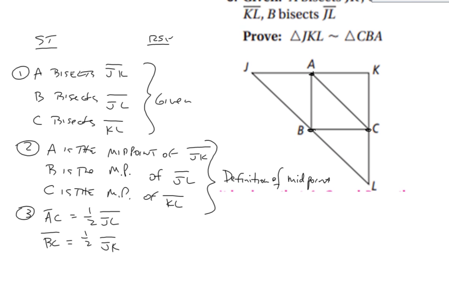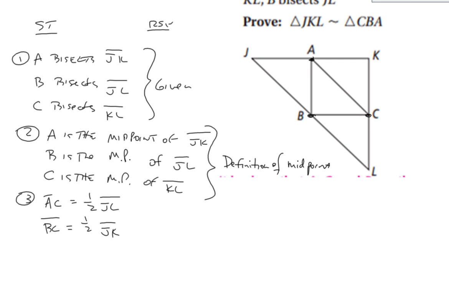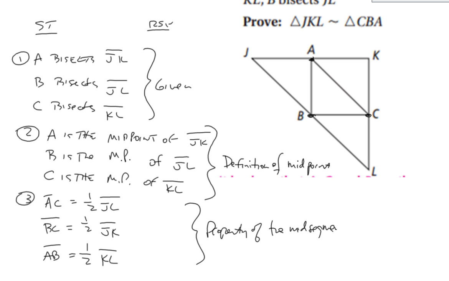And the next thing I'm going to say is that line segment AB is 1/2 of line segment KL. Why is that? Well, that is the property of the midsegment of a triangle. A midsegment is half the length of the third side of the triangle.